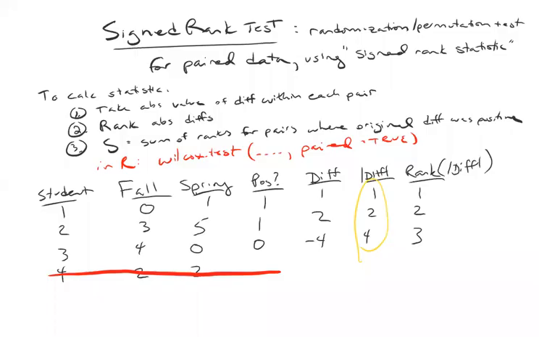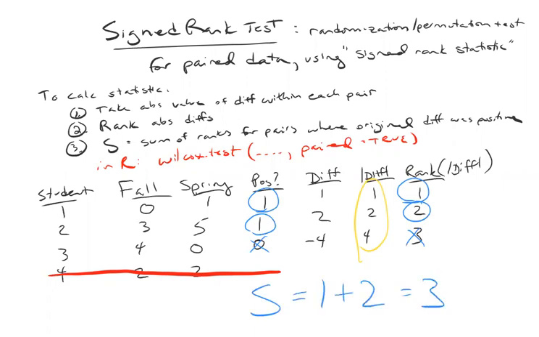All right, so how do we actually calculate S? We find all of the ranks where the difference was positive. So here's a positive difference, and here's the rank. Here's a positive difference, here's the rank. This one's not positive, so we'll exclude this rank. S is equal to the sum of the ranks where the difference was positive, which in this case is 1 plus 2. It's equal to 3. That is how you calculate the signed rank test statistic.